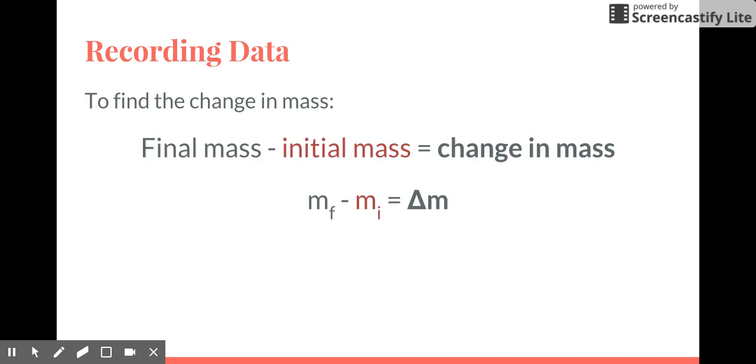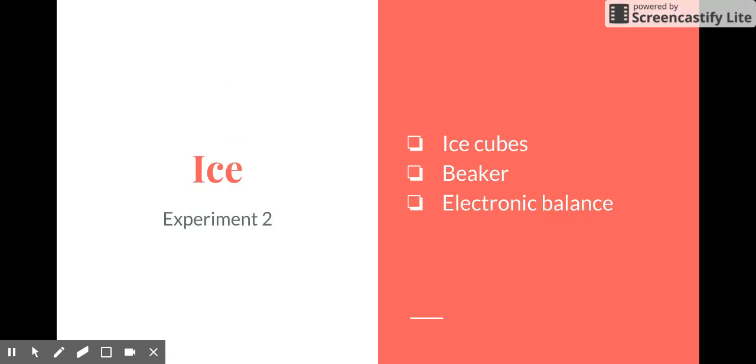The change in mass is going to be the difference between those two, and we represent that with delta M, the delta, the triangle shape, meaning change. After you've completed the first experiment, you can move on to the remaining experiments.